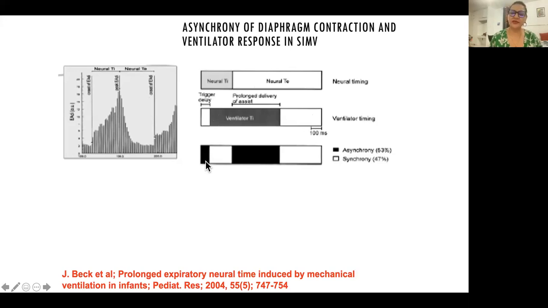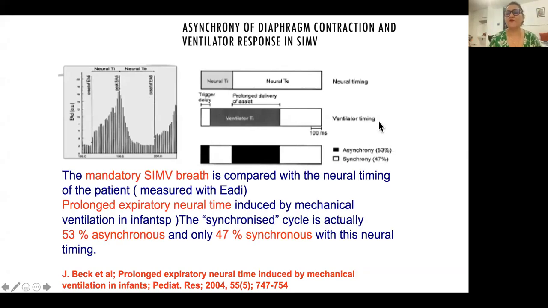So we can see these are the two portions where there is asynchrony. Here, when there is a trigger delay, inspiration has not begun. And here, inspiration is still going on when neural inspiration is not required. So these are the two asynchronies happening, and this is quite a lot. 53% asynchrony has happened because of this difference. With prolonged expiratory neural time induced by the mechanical ventilator in infants, the synchronized cycle is actually 53% asynchronous, and only 47% synchronous with the neural timing.